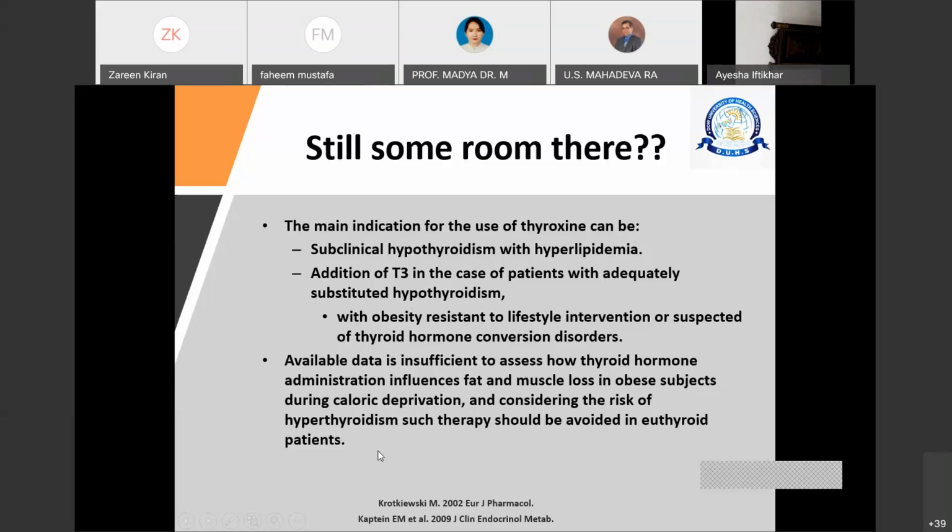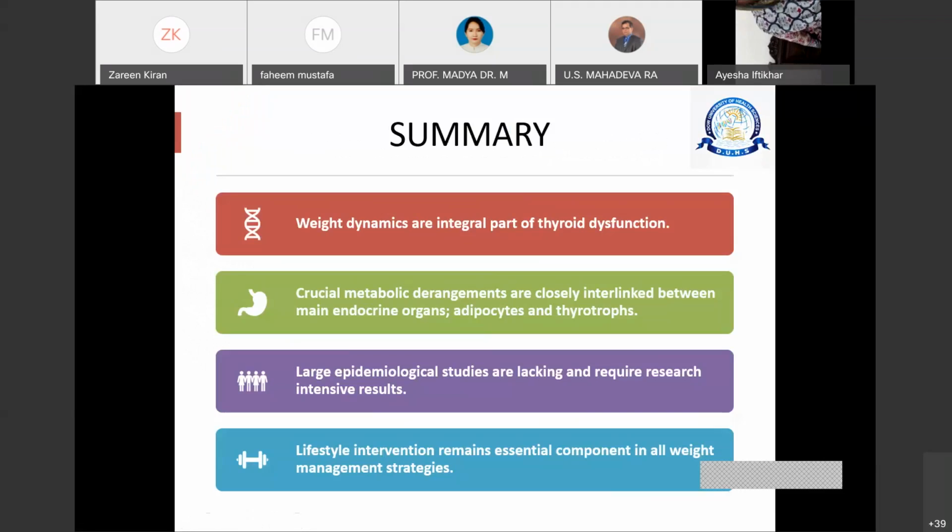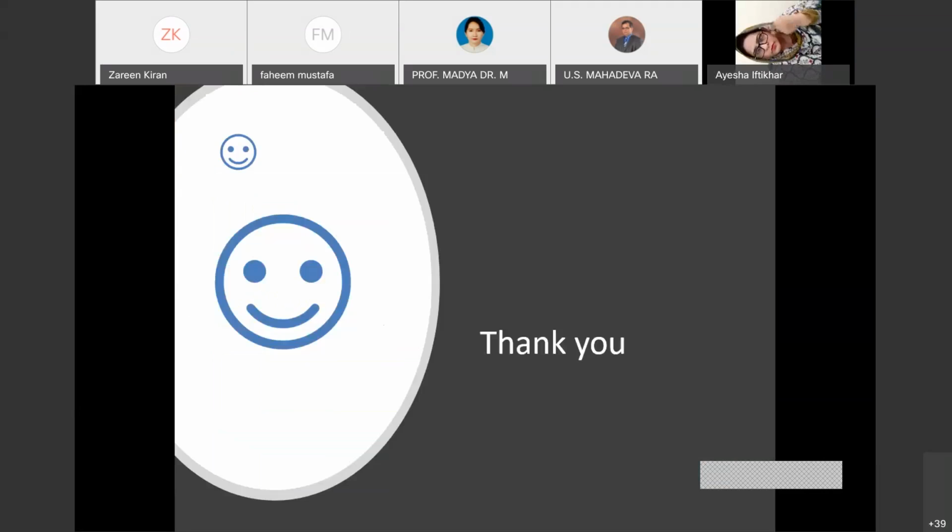So in summary, I would say that weight dynamics are an integral part of thyroid dysfunction. Crucial metabolic derangements are closely interlinked between main endocrine organs like adipocytes and thyrotrophs, and large epidemiological studies are lacking, requiring research-intensive results. Lifestyle intervention remains an essential component in all weight management strategies. Thank you so much for your kind listening. I will take the questions as desired.